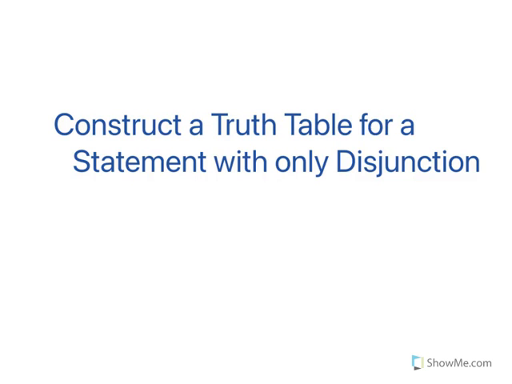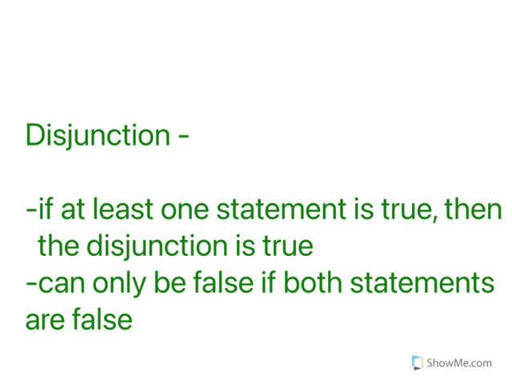Construct a truth table for a statement with only disjunction. Well, that sounds easy enough, but if you don't know what a disjunction is, it gets a little difficult. So what is a disjunction? Well, first of all, a disjunction is an or statement. So anytime you hear somebody say or, that's a disjunction.